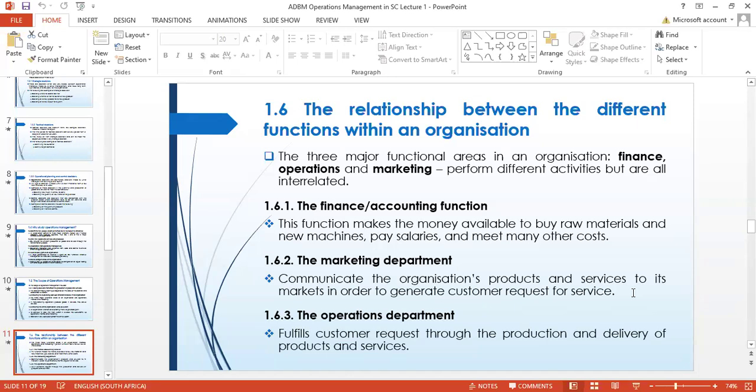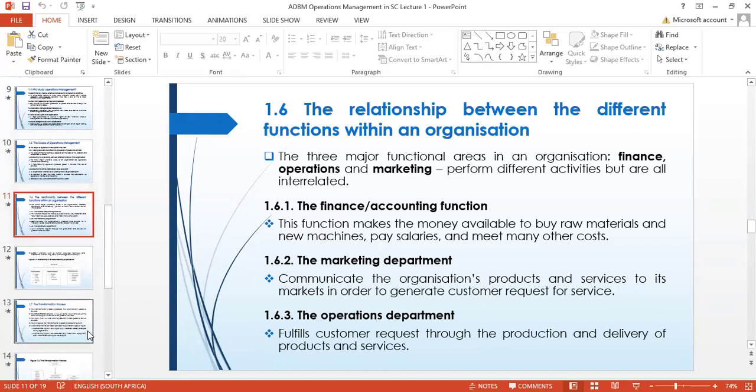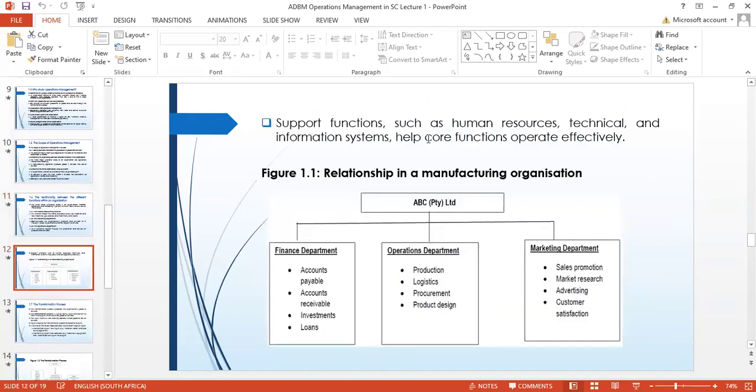And we have the operations department, which is the one that produces the products. The marketing markets the product, and the operations department ensures that those products are delivered to the customers. Those who have requested the product get the products delivered to them. Okay, so the relationship is just focusing on the three major functions within an organization, right?